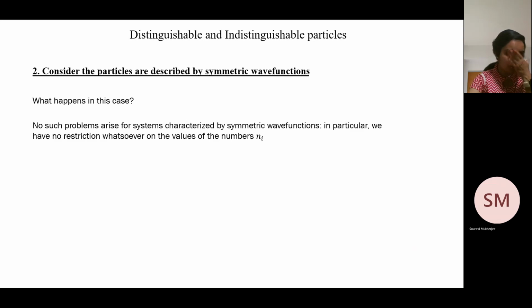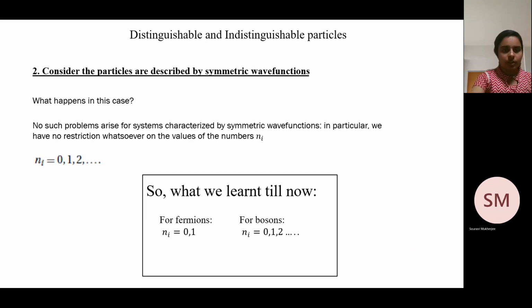In that case, you don't have these restrictions, because no such problems arise. You're always getting back the same state because the eigenvalue is always 1. So in particular, we have no restriction in the values of Ni. Ni corresponds to the number of particles that are in one particular single particle state. So Ni can be anything from 0 to infinity. So it can be any value, right? So that means for fermions, Ni can be either 0 or 1. For bosons, Ni can be 0, 1, 2, and so on, right?